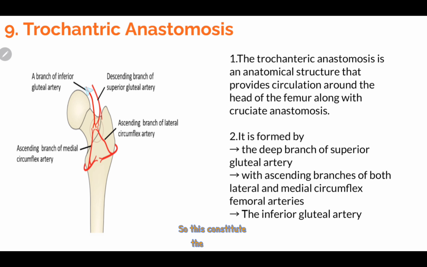So this constitutes the anastomosis. Now the second one is the ascending branches of both lateral and medial circumflex arteries. See here, this is the ascending branch of medial circumflex artery and this is the ascending branch of lateral circumflex artery. So these both arteries also constitute trochanteric anastomosis. And the fourth one is the inferior gluteal artery. Can you see here? This is the inferior gluteal artery. So the first one is a descending branch of superior gluteal artery. The next one is a branch of inferior gluteal artery, and the other ones are the ascending branches of medial circumflex artery and of lateral circumflex artery. It is very easy to remember. So that's for trochanteric anastomosis.